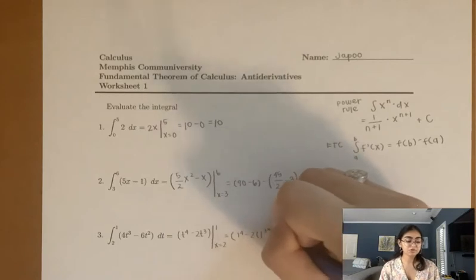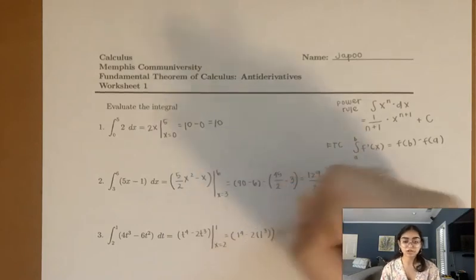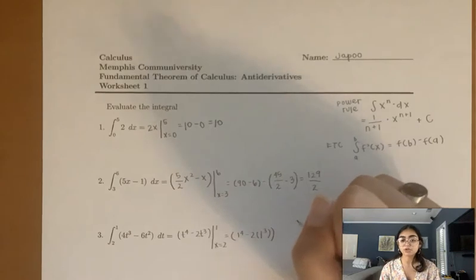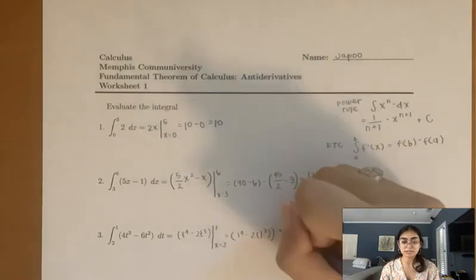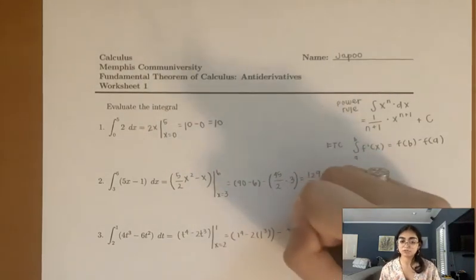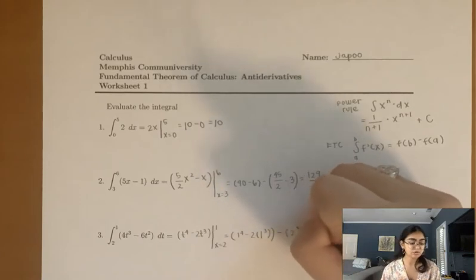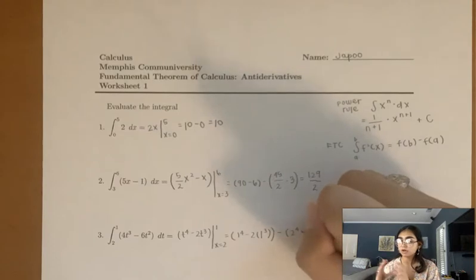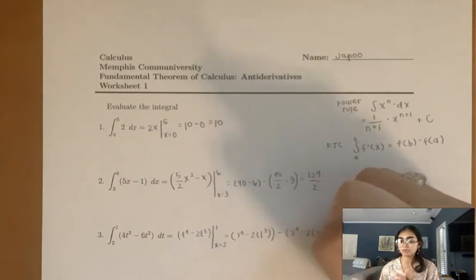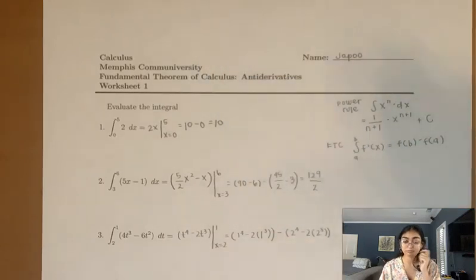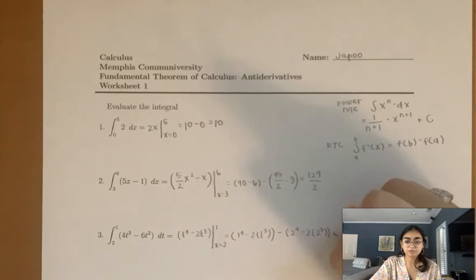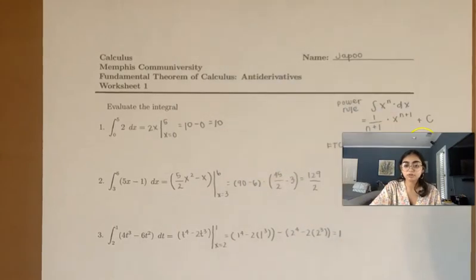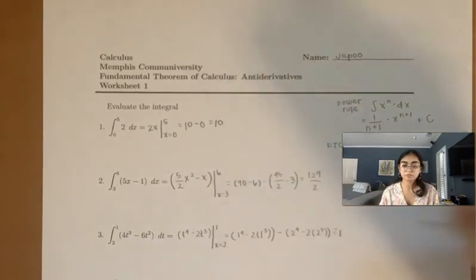But what we're eventually going to get is the top minus the bottom. So I'm going to plug 1 into our antiderivative and close that off in parentheses. And then I'm going to subtract it by the antiderivative with 2 plugged in to all of the t's. And then we're going to get a final answer of -1.